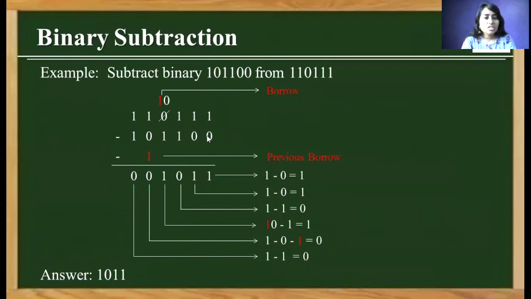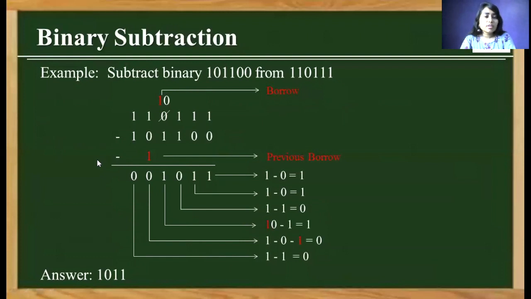Again, 1 minus 0, 1; 1 minus 0, 1; 1 minus 1, 0. Here 0 minus 1 is not possible, so we have to take a borrow. Then we have a bit 1 0. This 1 0 minus 1, we have an answer 1. But in a previous bit we took one borrow, so we have to return it in the next subtraction. So here 3-bit subtraction, 1 minus 0 minus 1. So we have a result 0. Then 1 minus 1, 0. So this is how we can perform binary subtraction.